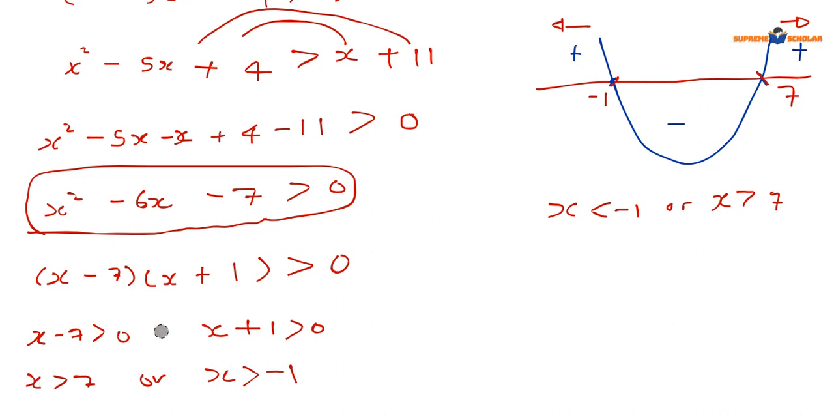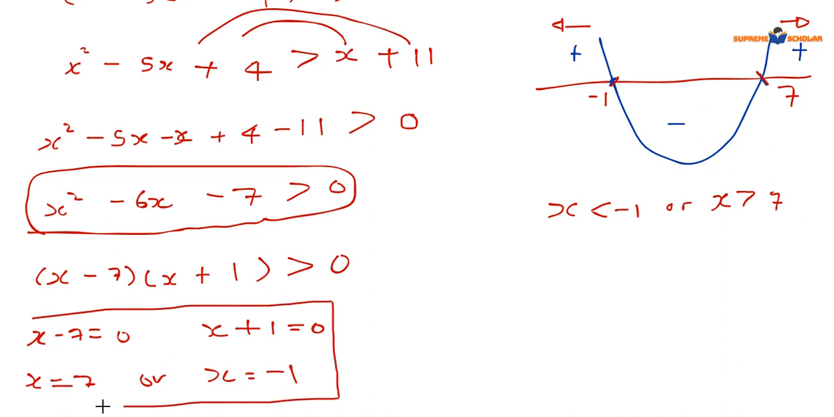You cannot put a greater than sign over here. It simply won't work. The only reason we're doing this part at the bottom is to get the critical points, which we will then be able to use to determine where the graph is positive or where the graph is negative.